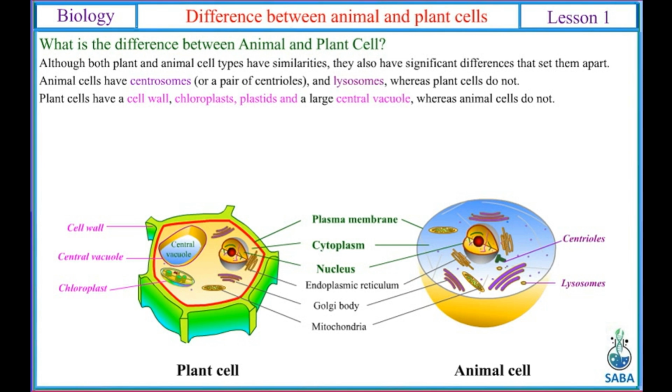Although both animal and plant cell types have similarities, they also have significant differences that set them apart. Animal cells have centrioles and lysosomes, whereas plant cells don't. Plant cells have a cell wall, chloroplasts, plastids, and a large central vacuole, whereas animal cells don't.